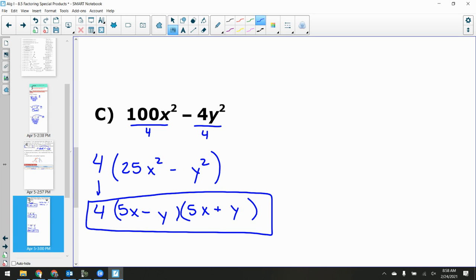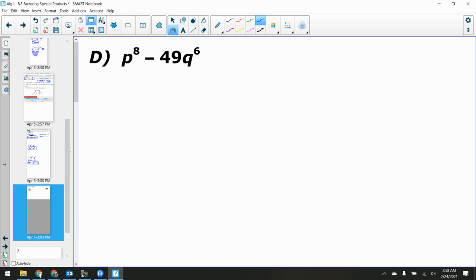Okay, let's do another one. This is the next one. Did you get that right? 8 minus 49q to the 4, or q to the 6. Okay, is there any GCF?